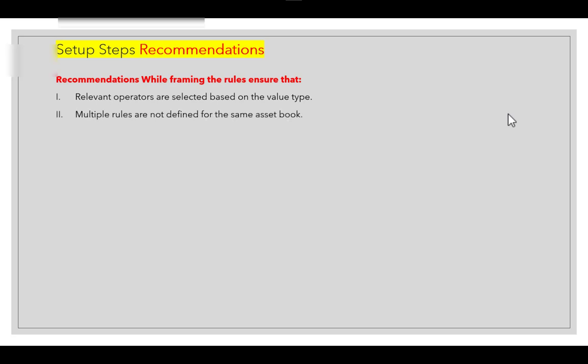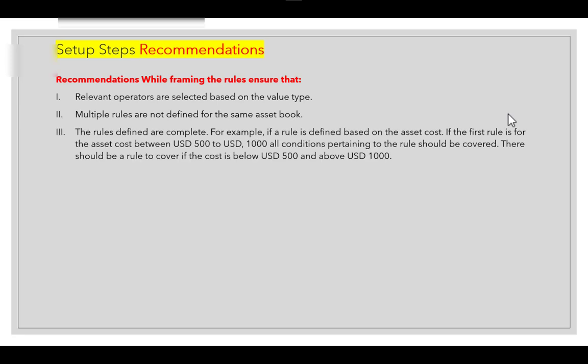Multiple rules are not defined for the same asset book. You have to ensure, after defining the rule, that the rules defined are complete. For example, if a rule is defined based on the assets cost, and the first rule is for the assets cost between, for example, 500 to 1000 USD, all conditions pertaining to the rules should be covered. There should be a rule to cover if the cost is below 500 and above. So you have to make covering rules. If you make specific rules for assets cost more than 1000, you have to cover it with another rule for assets cost less than 1000, and so on.